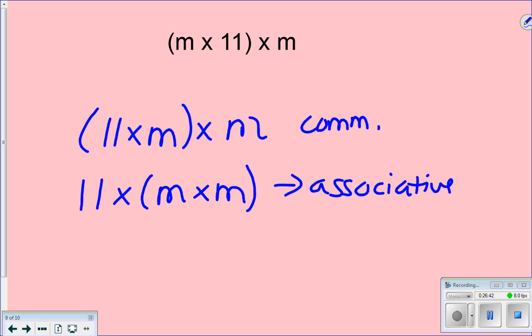So then, what does m times m look like? No, that would be if I'm adding together. Let's pretend that's like 3. What's 3 times 3? 9. Okay, what did I do to those m's? What can that look like? Squared. Yeah, good job. So then this would be m squared times 11.